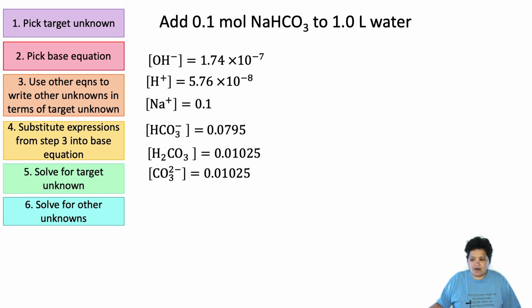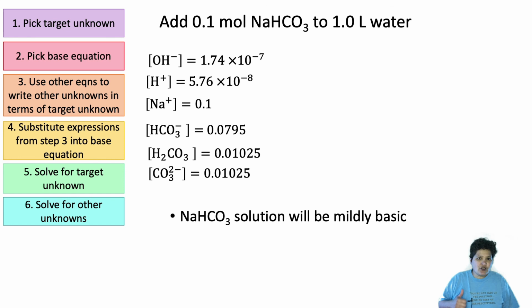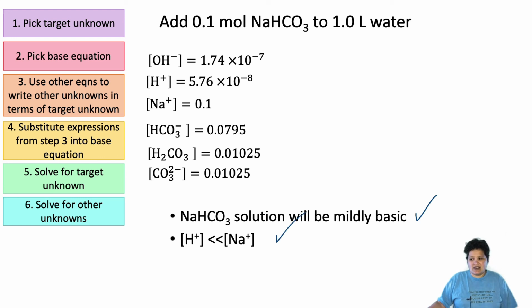Let's check our assumptions. First, we assumed that the sodium bicarbonate solution will be mildly basic. And you can see that it has slightly more hydroxide than it has H plus. So that does make it mildly basic. It doesn't have a huge amount more. It's not super basic, but it is basic. That checks out. The second assumption we made was that our H plus concentration would be much, much smaller than sodium. Sodium concentration is 0.1. Our hydrogen concentration is basically 6 times 10 to the minus 8th. That's a difference of almost 7 orders of magnitude. So that is definitely the case.